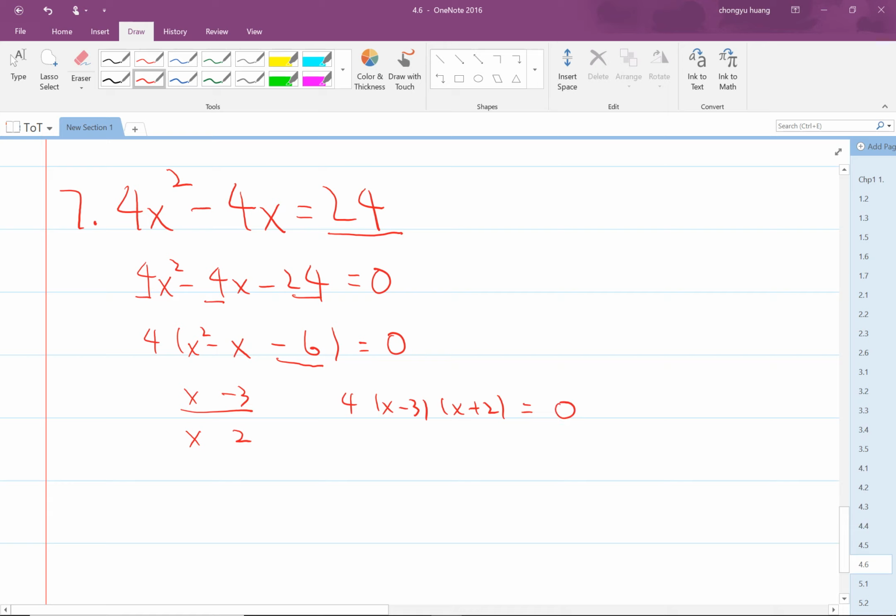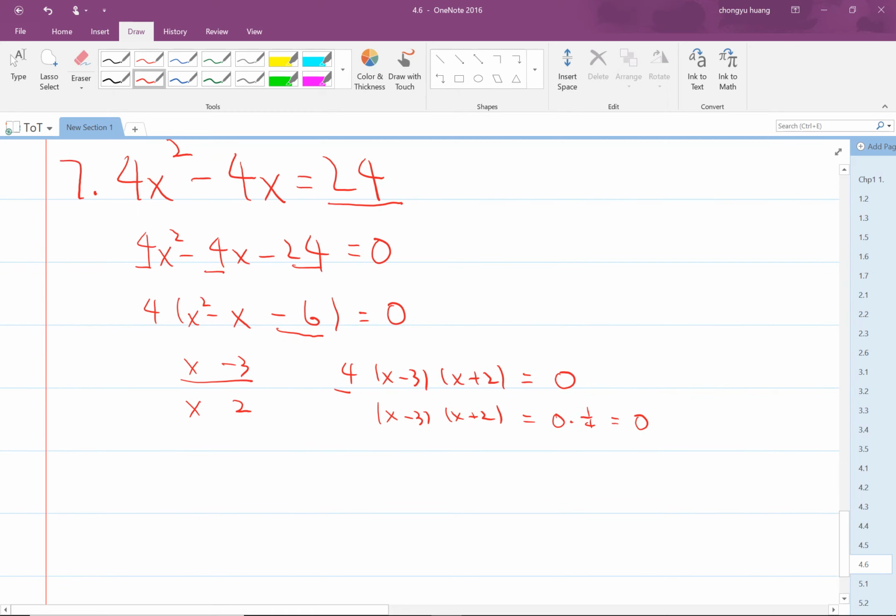Now we are able to apply the zero product property. The 4 over here is actually not that important, because 0 multiplied by 1 over 4 is still going to be 0, right? So the 4 over here doesn't really matter. If you move 4 to the other side, it will still become 0.